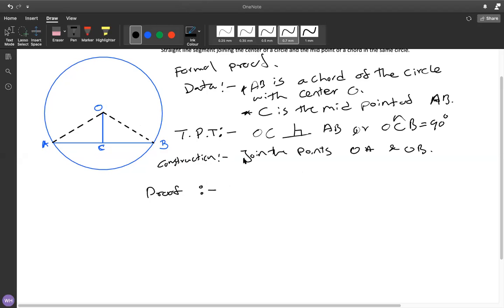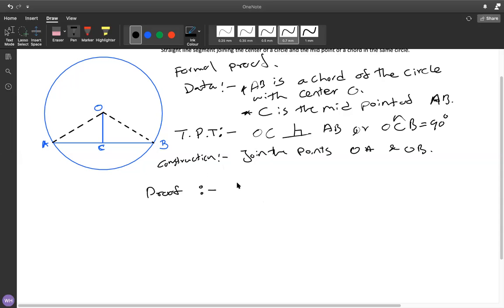The suitable case? SSS. Yeah, probably SSS would be easy because we don't have any data about the angles, right? So what do we have here? We have data about the side lengths. So the most convenient case is using SSS.